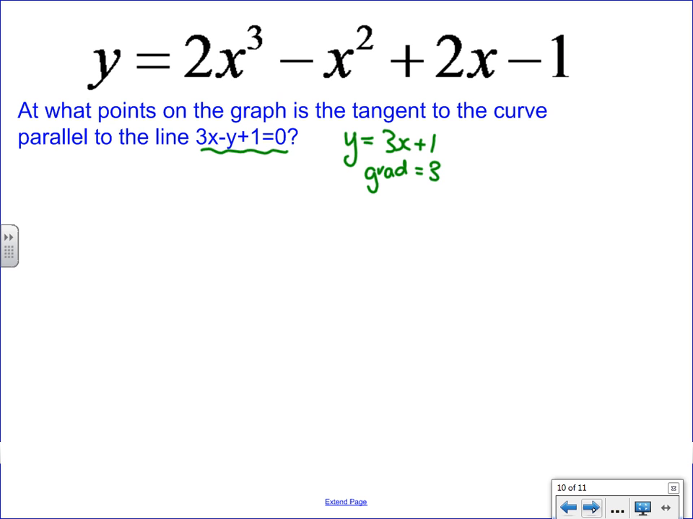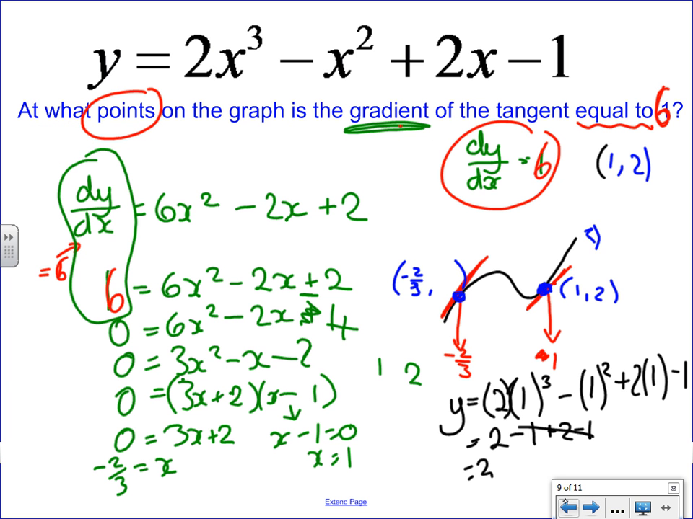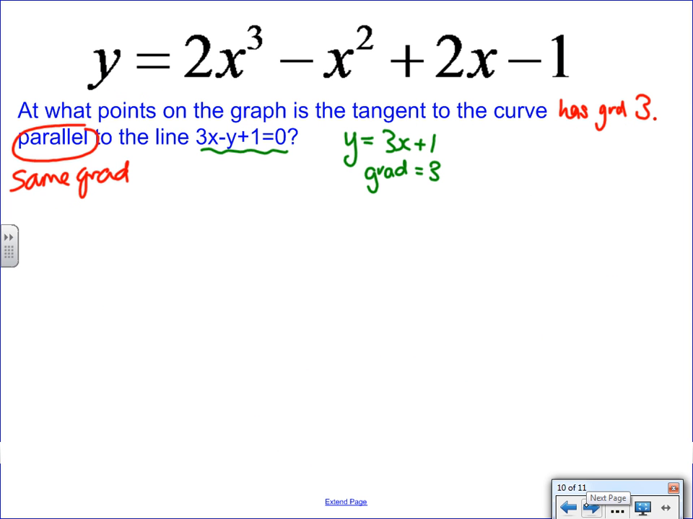Exactly. And then we know that this means it's the same gradient, parallel. So this whole second bit of this question is just saying we need the tangent to have the same gradient as the gradient 3. So it's the same as this question: where is the gradient 6? Where is the gradient 3? It's just disguised with this little additional bit where they say parallel to, so same gradient as, and then you have to work out that gradient.